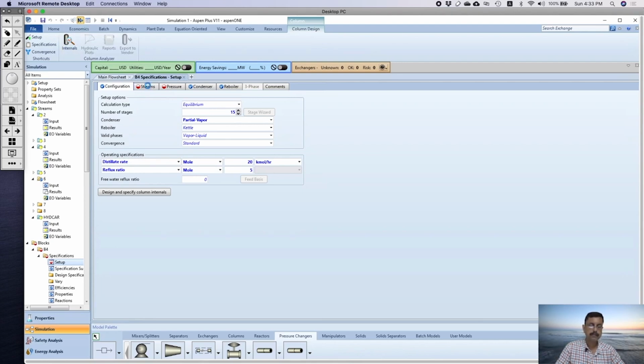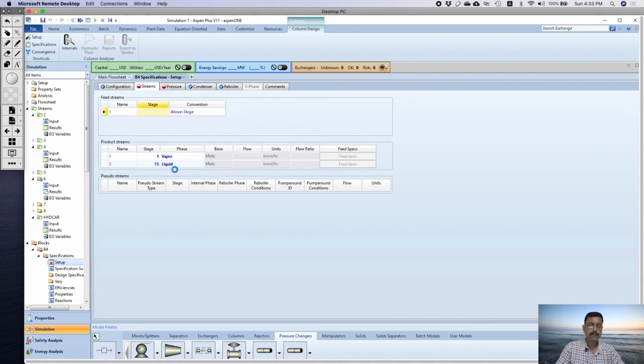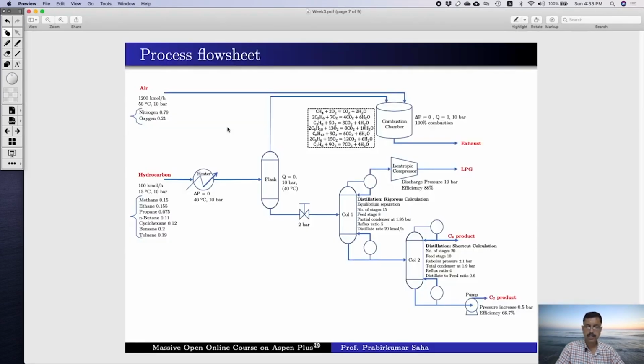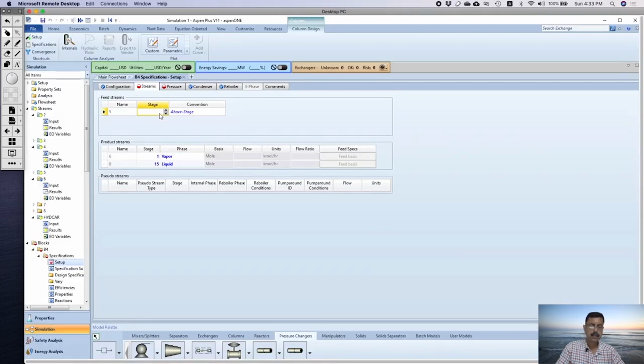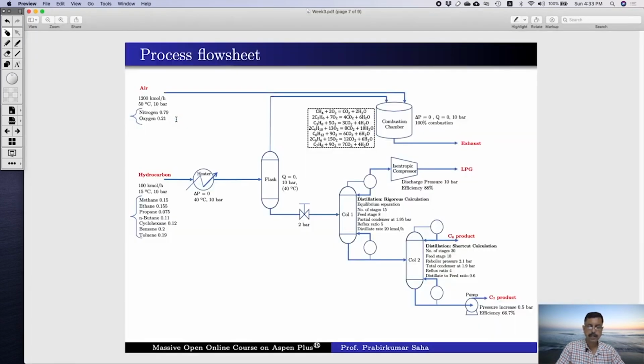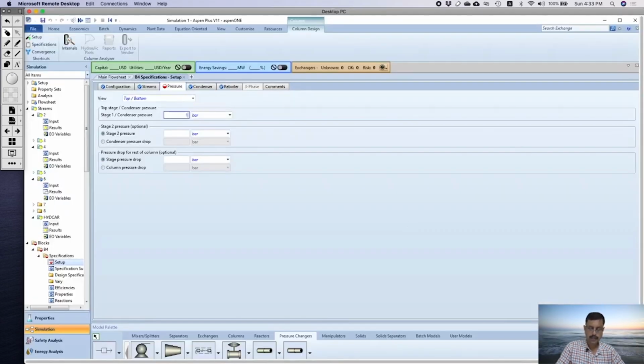So it is stream. Okay. So stream, it is asking for the feed stream, where the feed stream is fed. So we have the information, it is feed stage 8. So we write it here 8. And then the next one, pressure. Condenser pressure, which is 1.95 bar. So we give 1.95 bar. Then it is also complete.